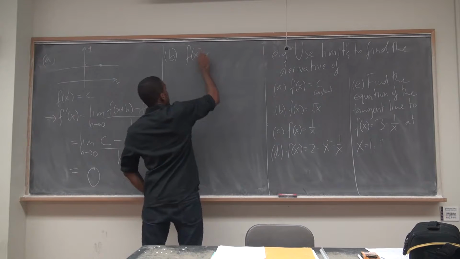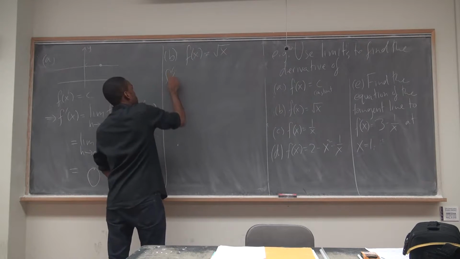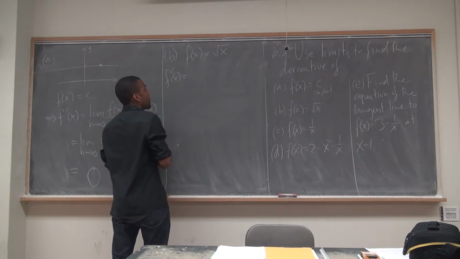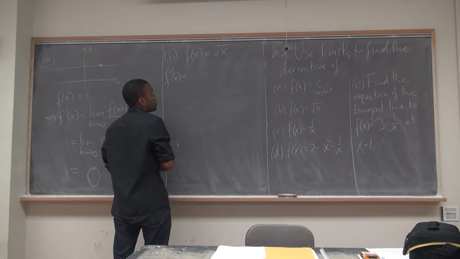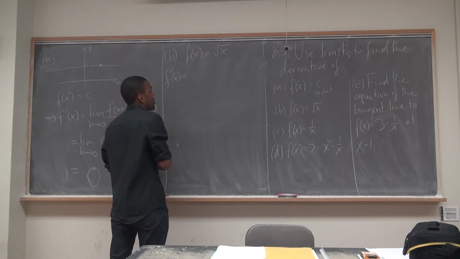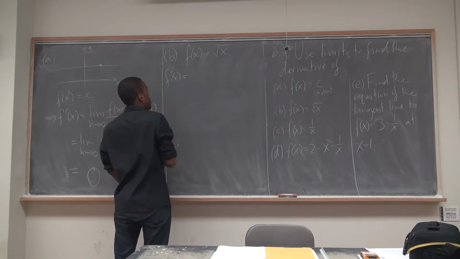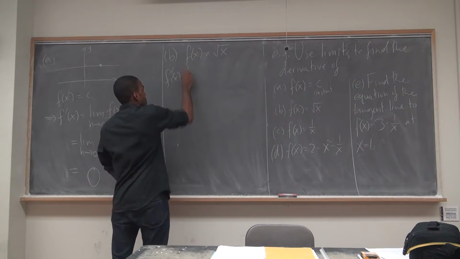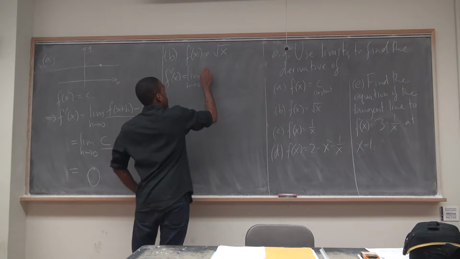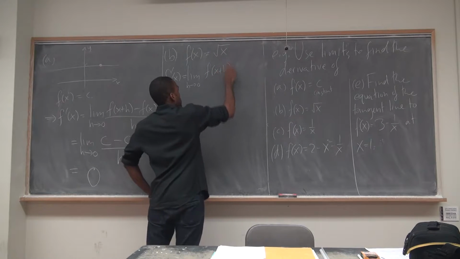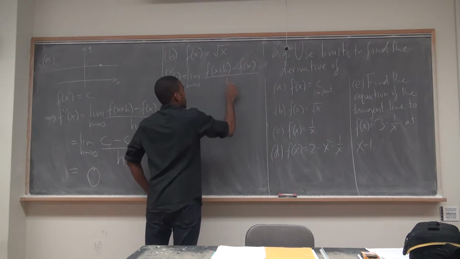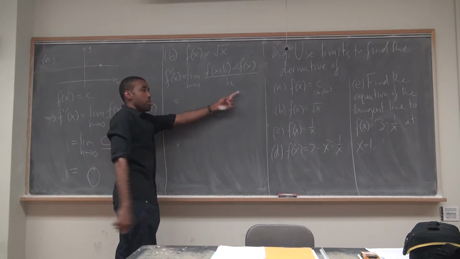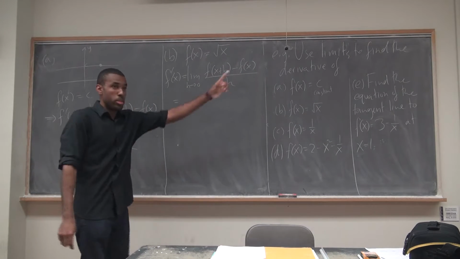What about radical x? What's my derivative? Sure you can put it as x to the 1/2 first, but I don't particularly think it's going to help. How do I find the derivative? Limit as h approaches 0 of f of x plus h minus f of x all over h. Until you can say that in your sleep, write it down every time you're finding a derivative using limits.